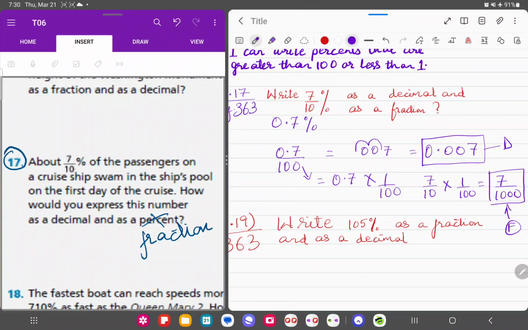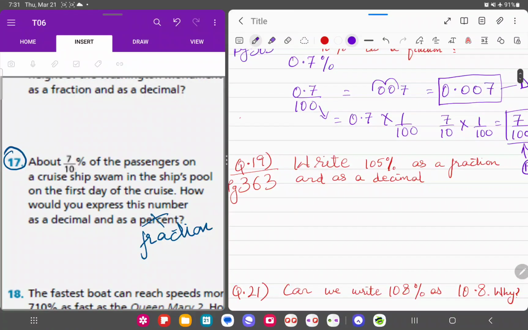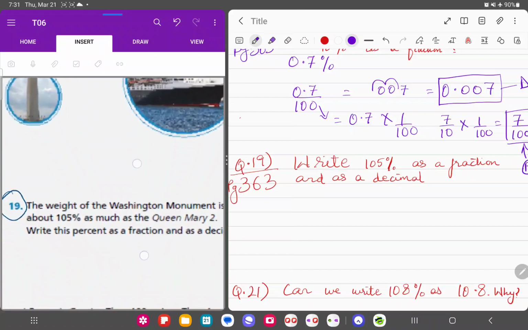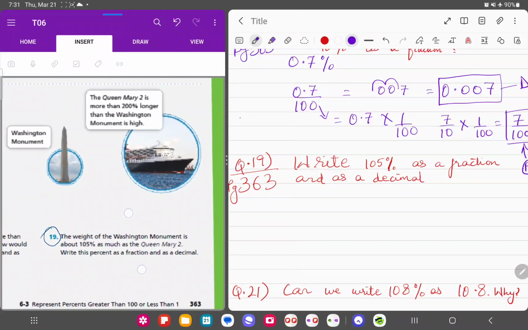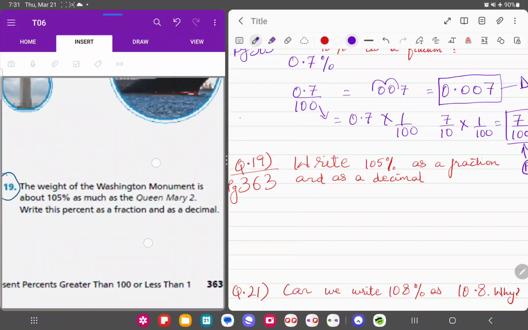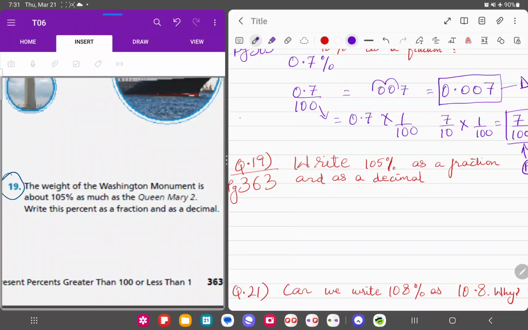Okay. Now let's look at question 19. Again, you can take your time to read question 19 and the things that are written here, which are good to know, but not really a must to know for me to solve the questions. In order to solve the questions, you can simply summarize the question to be write 105% as a fraction and as a decimal. So when it is 105% as a decimal, I'll start with that one.